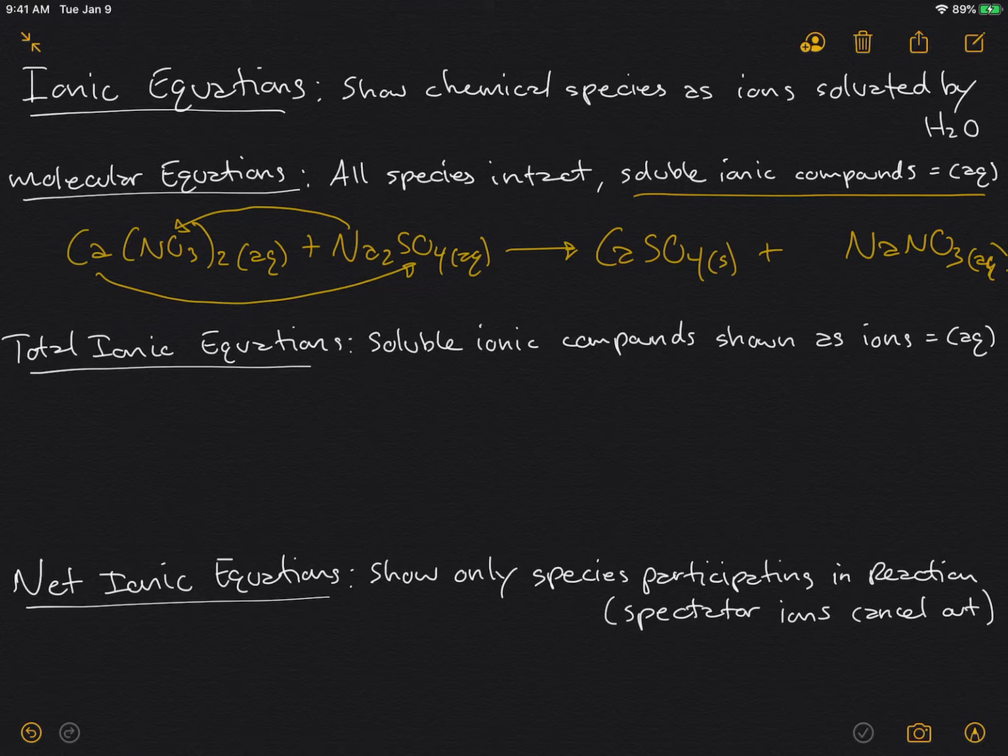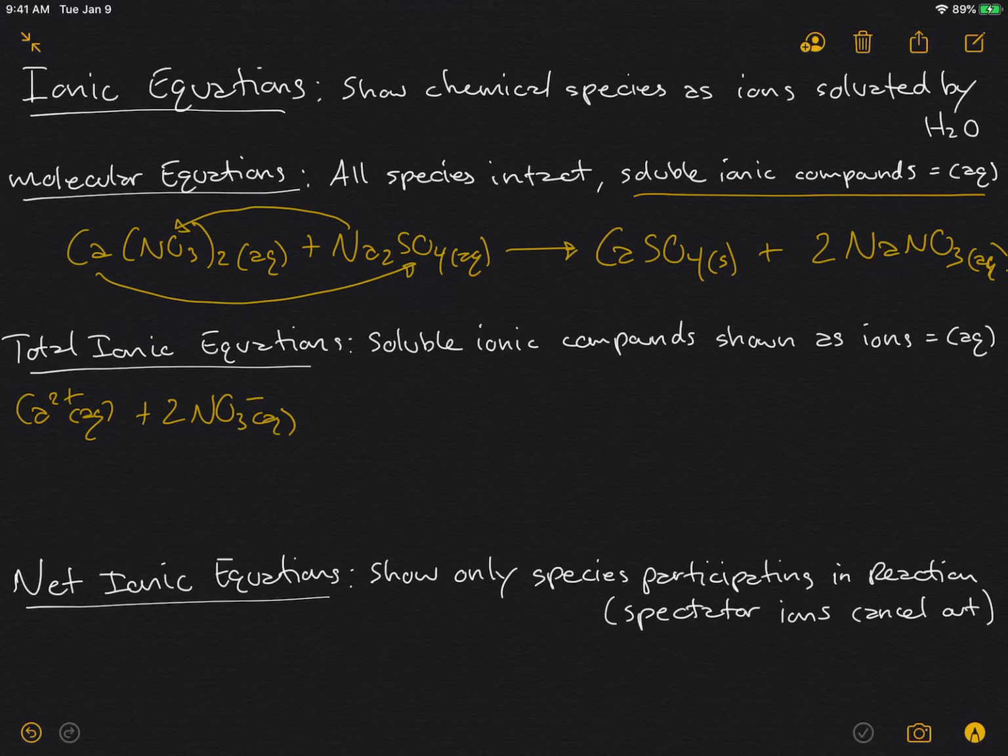Now, for the total ionic equation, we need to break up any soluble ionic compounds into the constituent ions. And don't forget to balance your equation, like I did. We need a 2 in front of sodium nitrate. So the total ionic equation shows all soluble ionic compounds as ions, aqueous, and remember we can't break up any solids into ions. So we need calcium 2 plus, don't forget the charges and the phases, plus 2 nitrate ions.